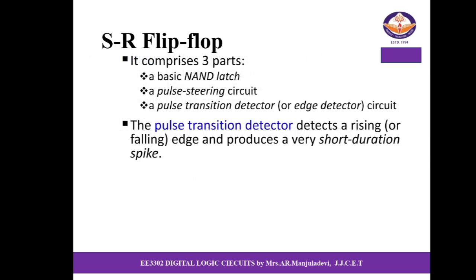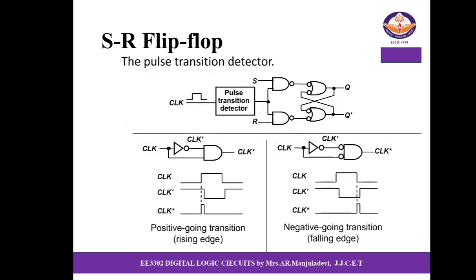An SR flip-flop has three parts: a basic NAND latch, a pulse triggering circuit, and a pulse transition detector circuit. The pulse transition detector detects a rising edge and produces a very short duration spike. These are the logic diagram of SR flip-flops. In the clock signal, we include the pulse transition detector.